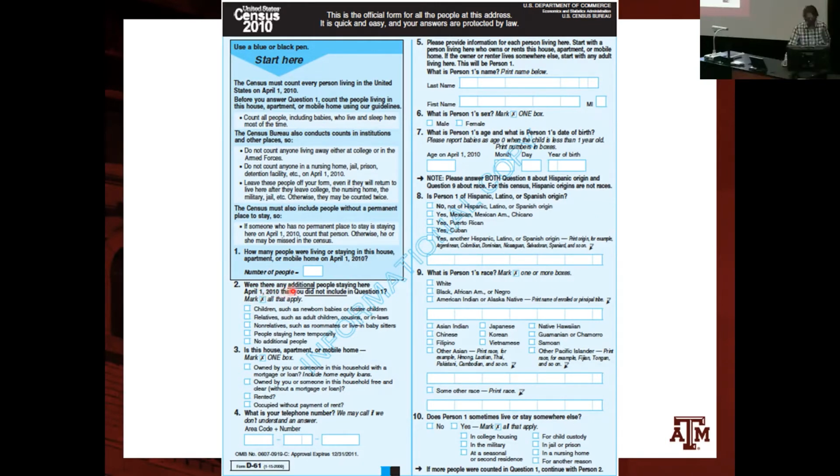Were there any additional people staying here on April 1st that you did not include in question 1? And then you can answer here. Is this house, apartment, or mobile home owned, rented, or occupied? What's the phone number, the last name and the first name of the person responsible? That is the first person you're going to collect information from in this household.